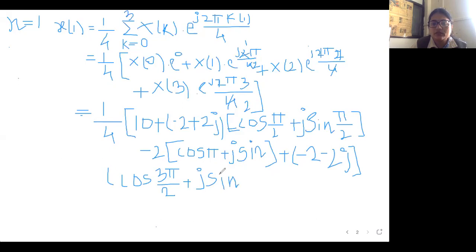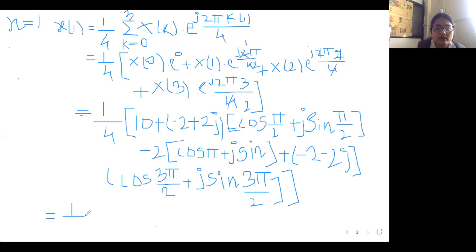This is j sin 3 pi by 2. It is as simple as it is. What we did was substitute the values of the angular part as well as the twiddle factor values. Now we will be solving this entire equation. So here we will simplify this by substituting values of cos and sine.